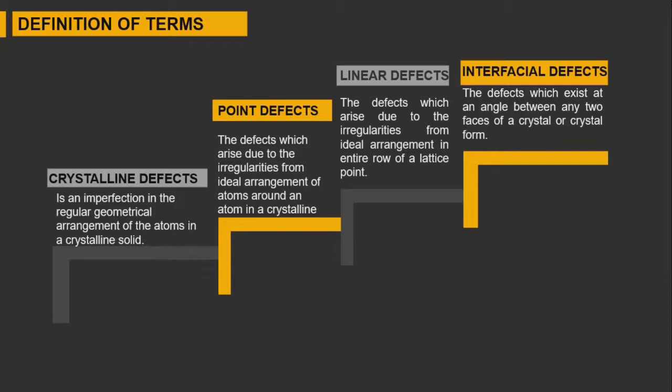Linear defects, the defects which arise due to the irregularities from ideal arrangement in entire row of a lattice point. Ang linear defects naman ay tungkol sa dislocation. Ito ay one-dimensional effect na dahilan ng misalignment ng atoms.